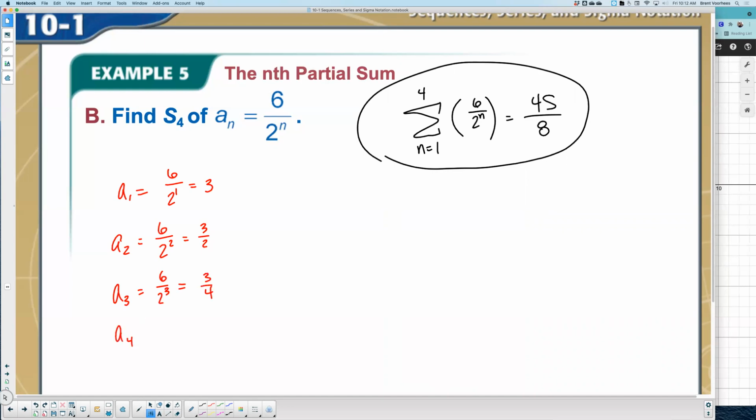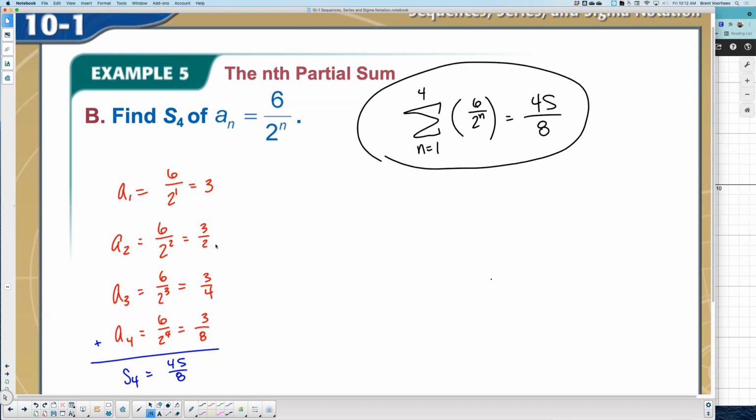And a 4, the fourth term, what it does is it plugs in an n of 4. That's the math that's happening, which would be 6 divided by 16 or 3 divided by 8. When you add those up, you get your sum. And that's where we got the 45 over 8. When you add all those terms up. Does that make sense on how the math works?